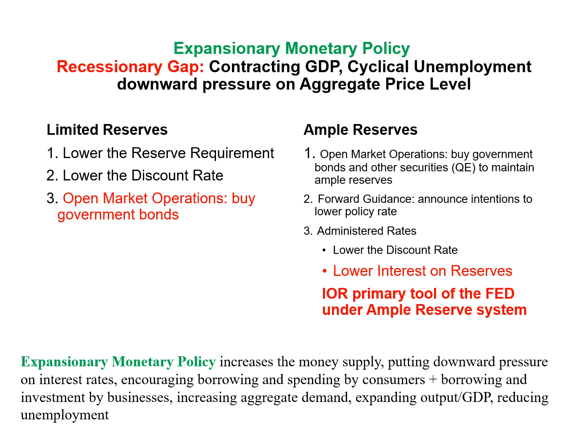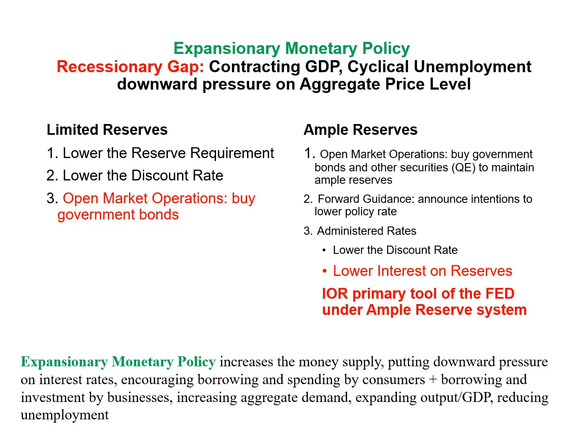Expansionary monetary policy tools under an ample reserves regime include the use of quantitative easing to increase or maintain ample reserves, and forward guidance, or announcing to the economic community the Fed's intentions to lower its policy rates. But the primary tool of expansionary monetary policy under the system of ample reserves involves the Fed lowering interest on reserves.